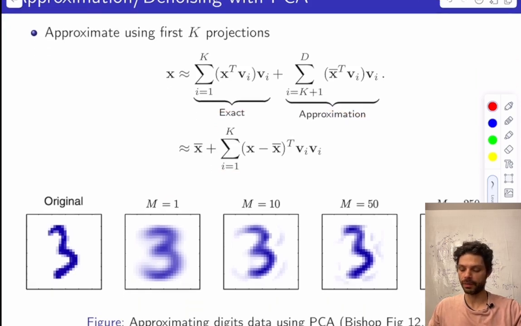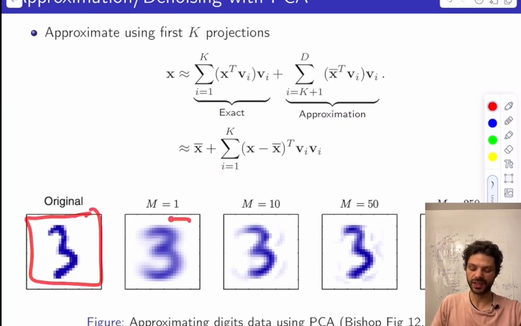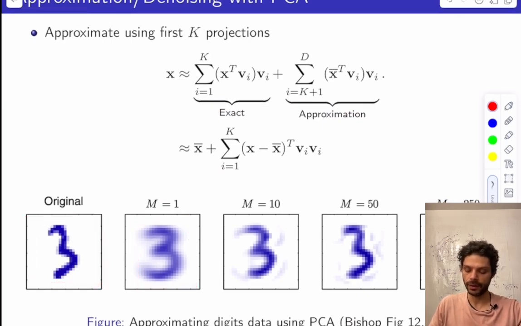Here's an example of it coming from Bishop, where you've got this original image. I think this actually is the mean for this data set. Then when you use 10 components, you're trying to reconstruct this. If you use all 750 components, you would get this back exactly, because you wouldn't be approximating anything. You would be using the exact values for all of the components. But even after 10, it's looking pretty good. And by 250, which is about a third of the way to using all the components, you get a very good reconstruction. That's where using PCA for approximation comes in.